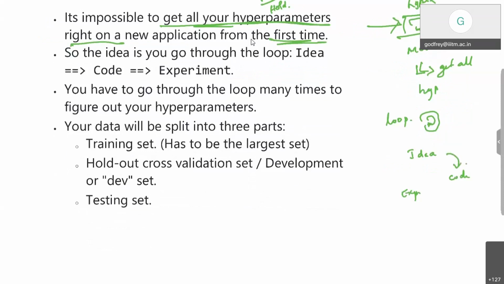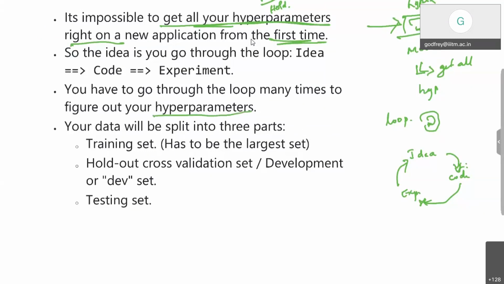So you have an idea, you code it, you experiment with it, and now you change it. That may be an idea. Once more, you change it in the code. Once more, you experiment with it, and so on. So this loop has to be followed iteratively in order for you to figure out the hyperparameters.